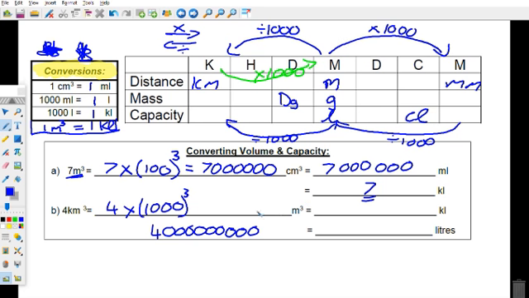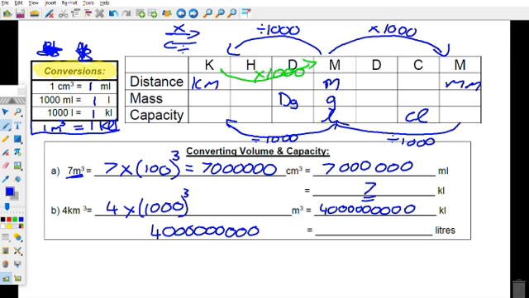So have a look at our previous conversion. 1 meter cubed is equal to 1 kiloliter. So how many kiloliters are there? 1 meter cubed is equal to 1 kiloliter. So it's 4 billion. So it's 4 with 9 zeros. 1, 2, 3, 4, 5, 6, 7, 8, 9 zeros.